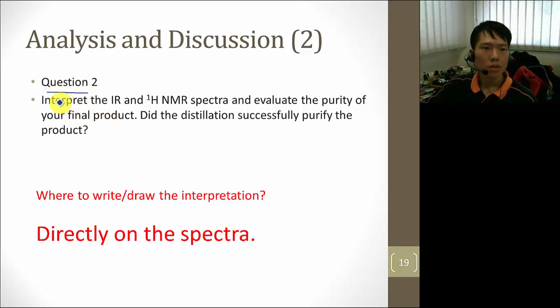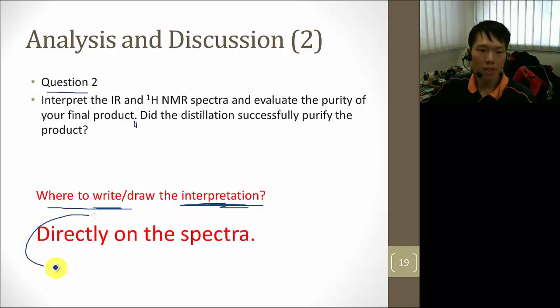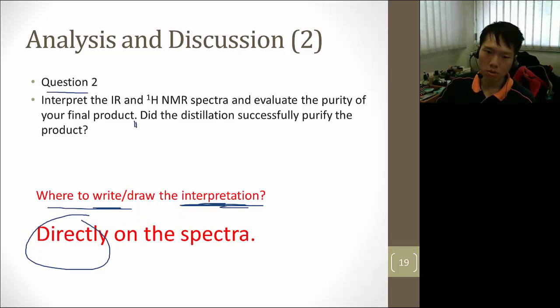For question 2, you have to interpret the IR and NMR spectra if you have done it, and evaluate the purity of your final compound. You see whether the signals regard only your compound or whether there are other foreign signals that could be due to your reactant because your purification wasn't that good. Where do you interpret your spectra? Directly on it. You don't have to use another piece of paper.